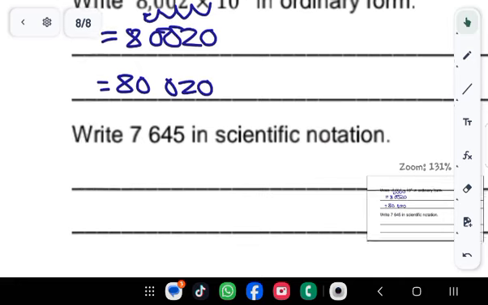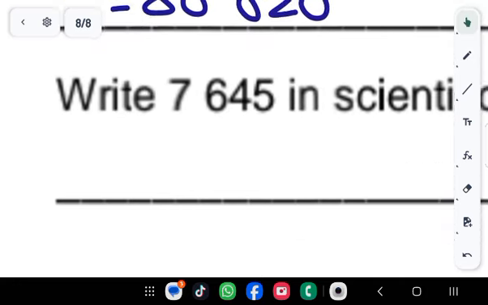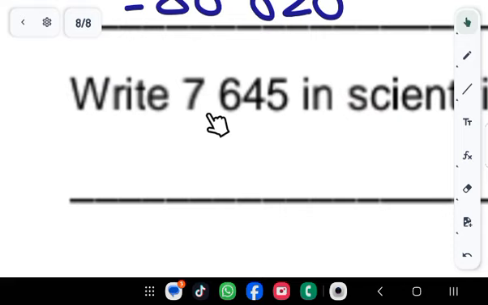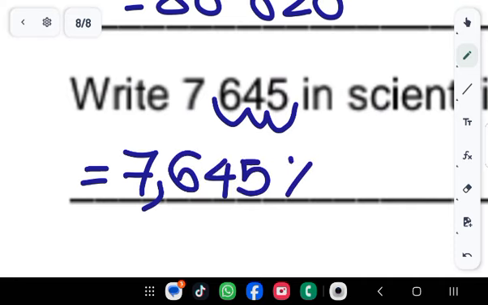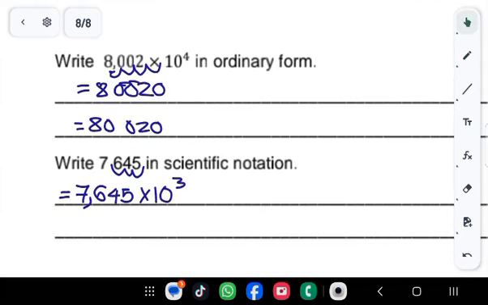Now write this in scientific notation. When we write in scientific notation, we must make sure that the comma is 1 step after the first digit on the left hand side. So taking it from here all the way to there, how many steps will that take us? 1, 2, 3. So that will give us 7,645 times 10 to the power of 3, because we took it 3 steps to the left. And that's how you solve scientific notation.